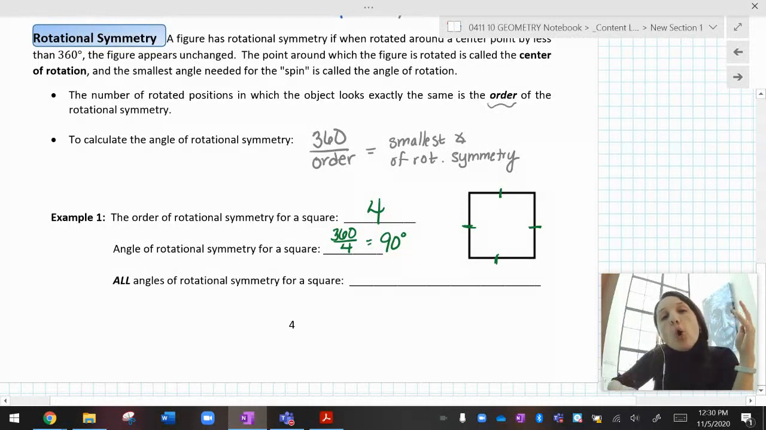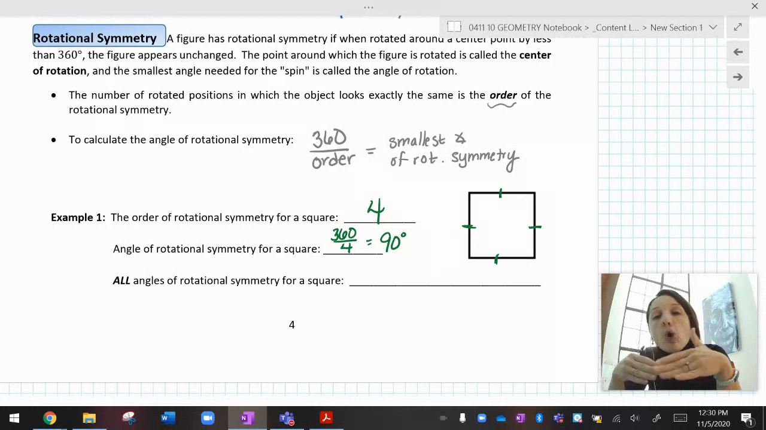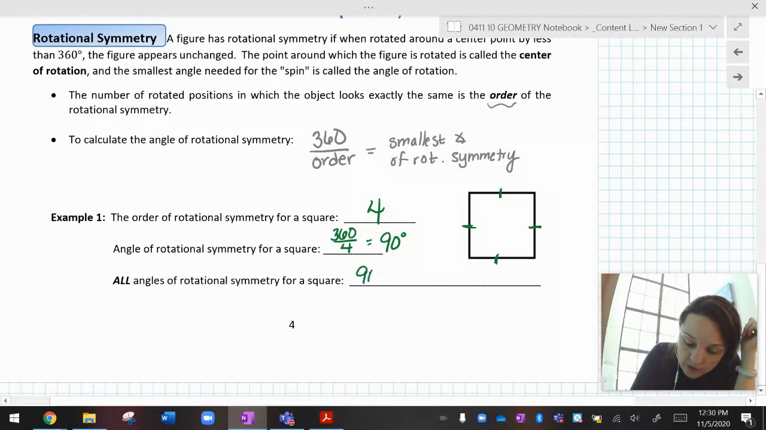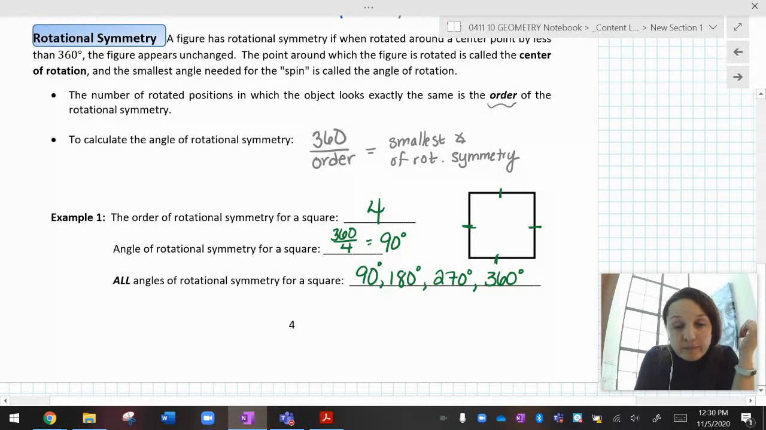And then if you want all the angles of rotational symmetry, you just take all the multiples of 90 up to 360. So 90 plus 90 more is 180. Plus 90 more than that is 270. Plus 90 more than that is 360. And that's how you get your angles of rotational symmetry.